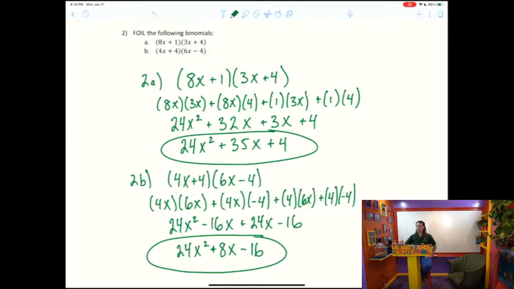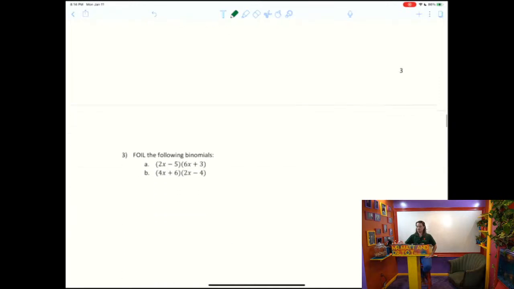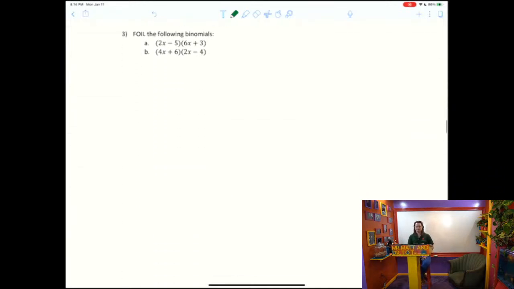If you have any questions, then please let me know. Otherwise, let's take a look at question number 3. So I'd like you to FOIL 2x minus 5 and 6x plus 3, as well as 4x plus 6 and 2x minus 4. I'll give you 3 minutes. After 1 minute, I'll start to solve.